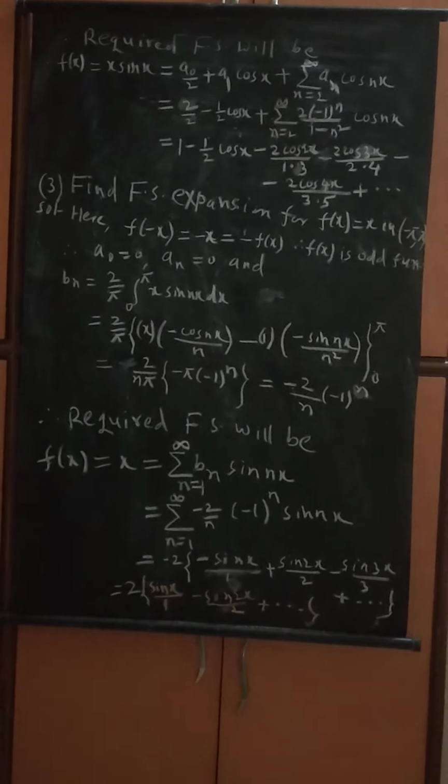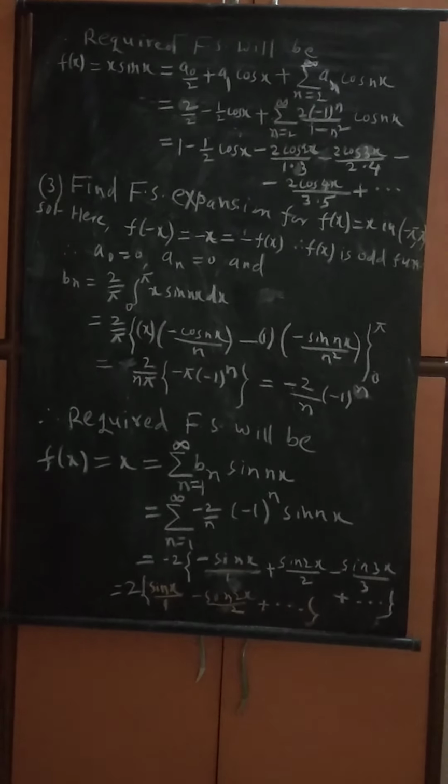After evaluation of this limit, again using the generalized integration by parts rule, we will get bn is equal to 2 upon pi [x into minus cos nx by n minus 1 into minus sin nx by n square], the limits are 0 and pi. That is equal to 2 upon n pi minus pi into minus 1 raised to n. That is equal to minus 2 upon n. Pi gets cancelled. Minus 2 upon n into minus 1 raised to n.